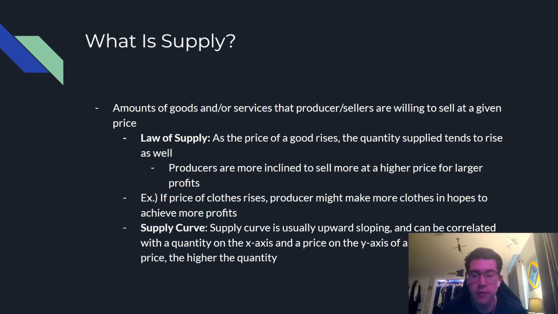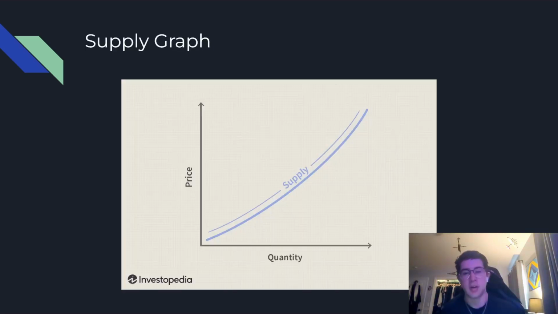Now, on a graph, you can see this as a supply curve. A supply curve is basically just an upward sloping line that can be correlated with a quantity on the x-axis and a price on the y-axis. The higher the price, the higher the quantity. So let's look at a supply graph. So here you can see the x-axis is quantity and the y-axis is price, right? So this is the supply slope.